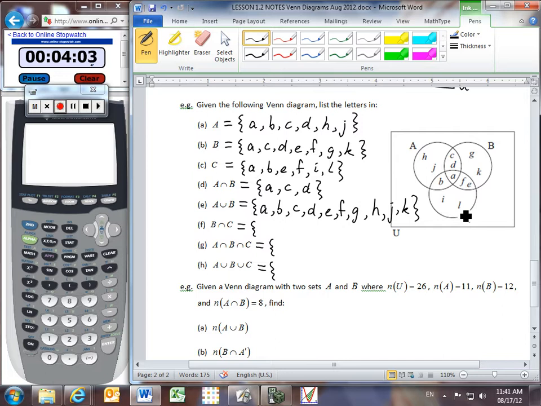Part F. B intersection C, so the overlapping region between circle B and circle C contains A, E, and F. A intersection B intersection C. This means that we're looking for the place where all three circles are overlapping. Another way of arguing this is that we're looking for the elements that belong to all three of the circles at the same time. Well, the only place that the three circles are overlapping everywhere is right here in the middle, and so it only contains the element A.